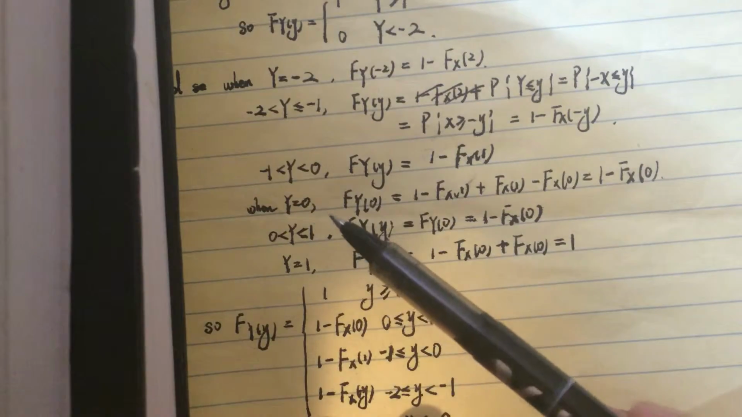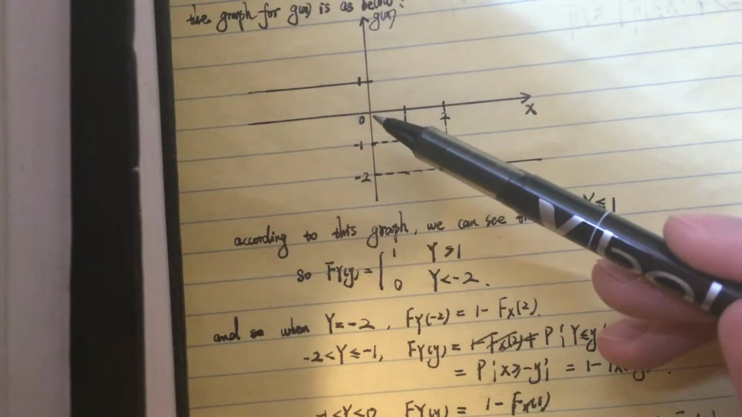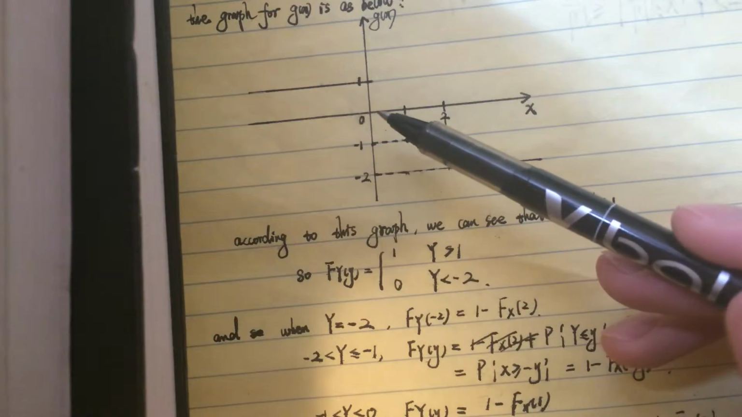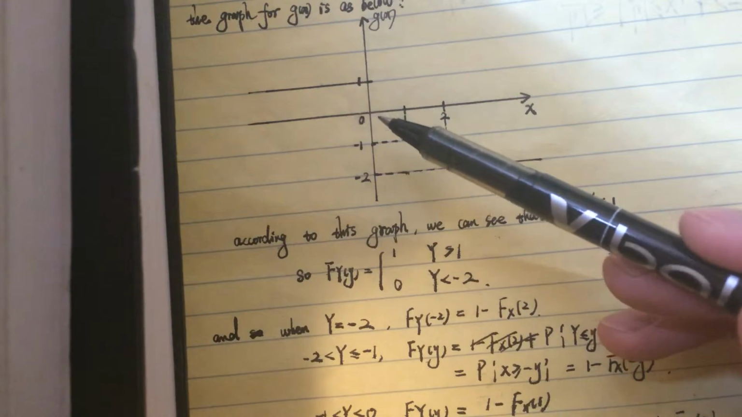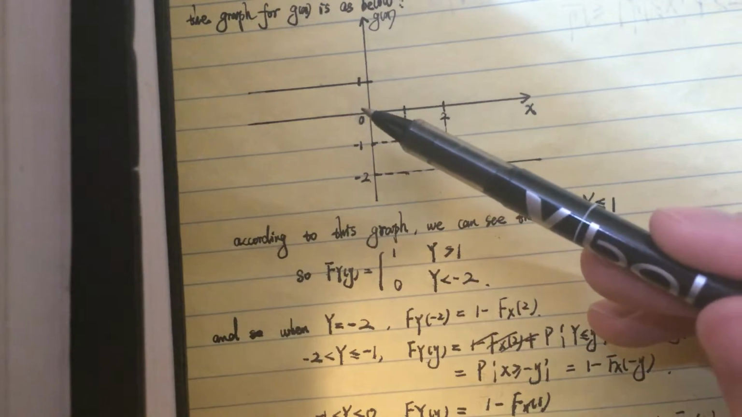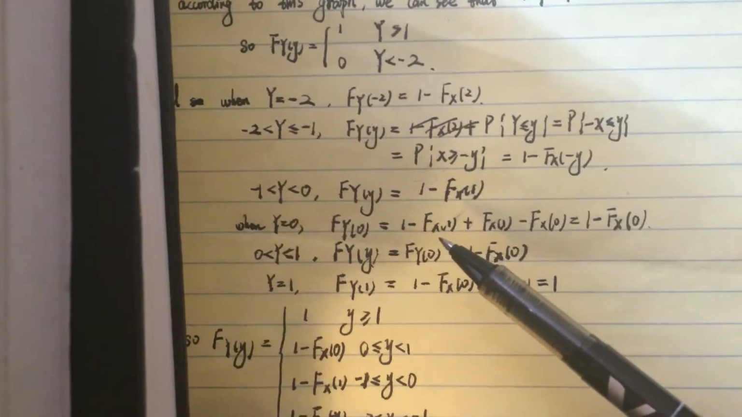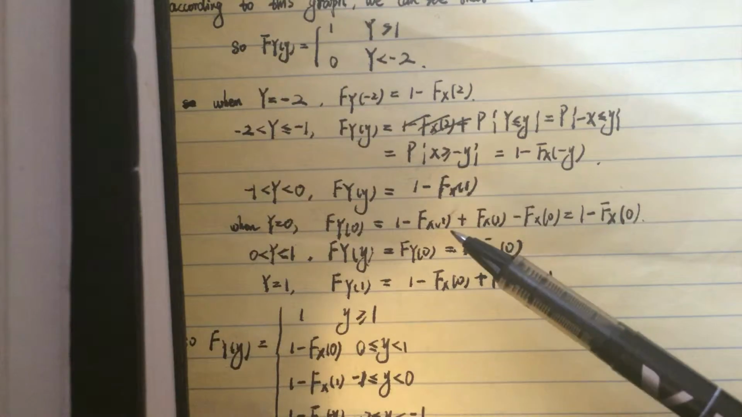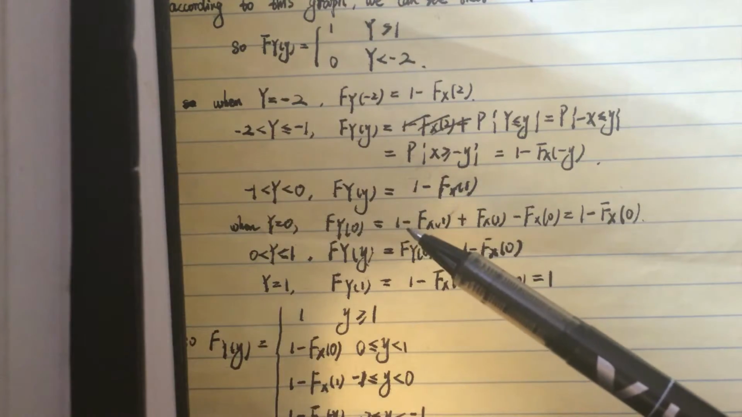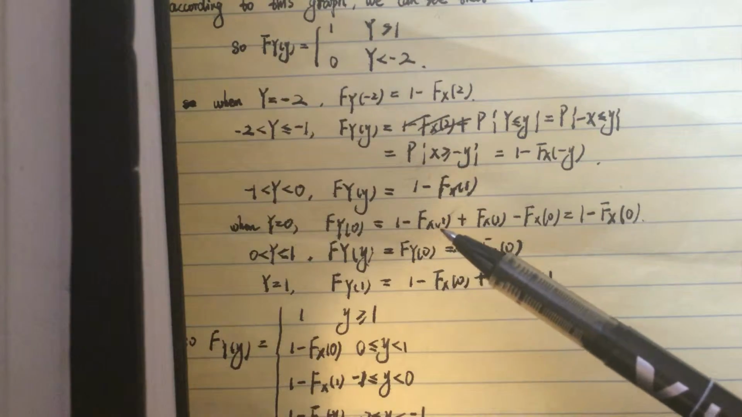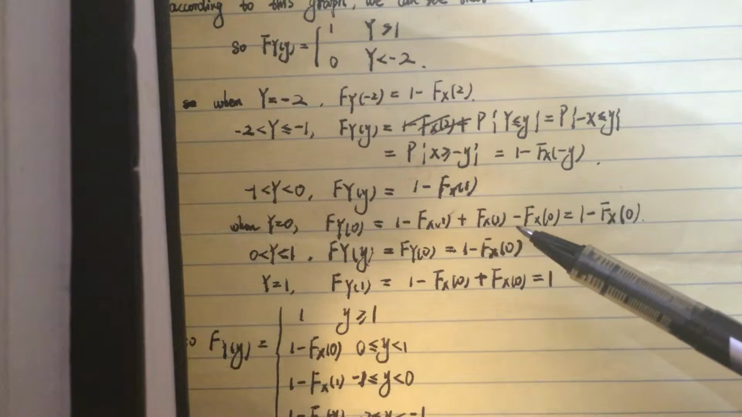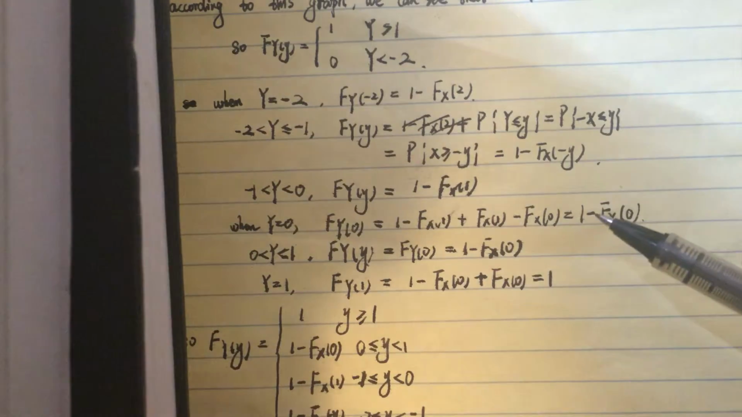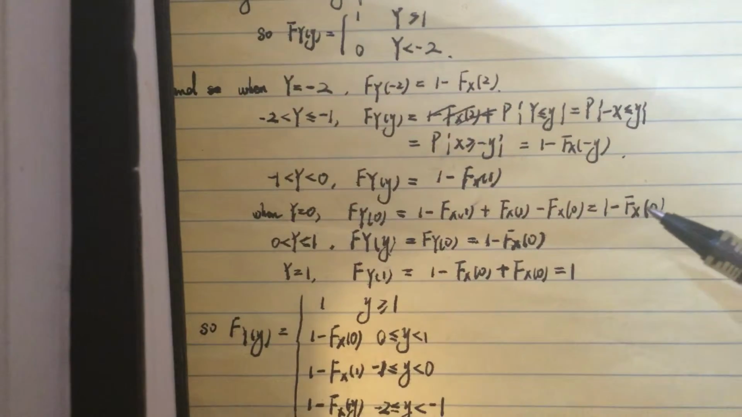And when y equals 0, we know that the value of x that corresponds to it is from 0 to 1. So f_Y(0) will be 1 minus f_X(1) plus f_X(1) minus f_X(0). And finally, we will get that it equals 1 minus f_X(0).